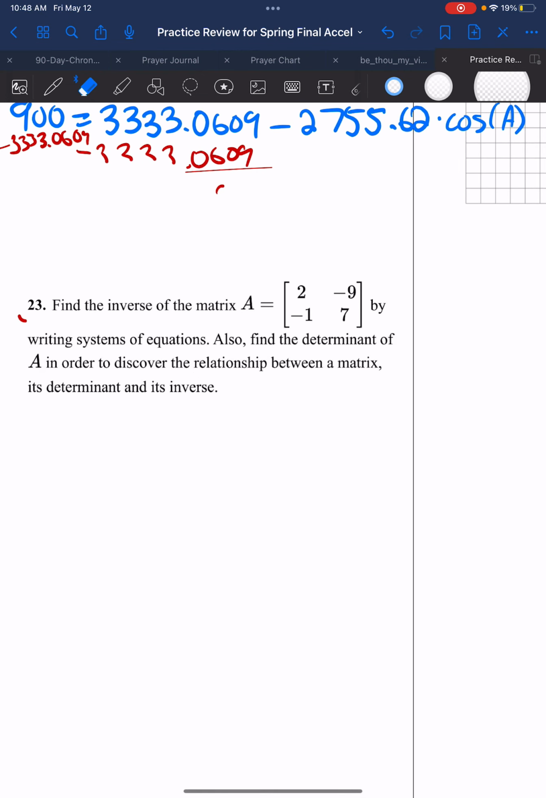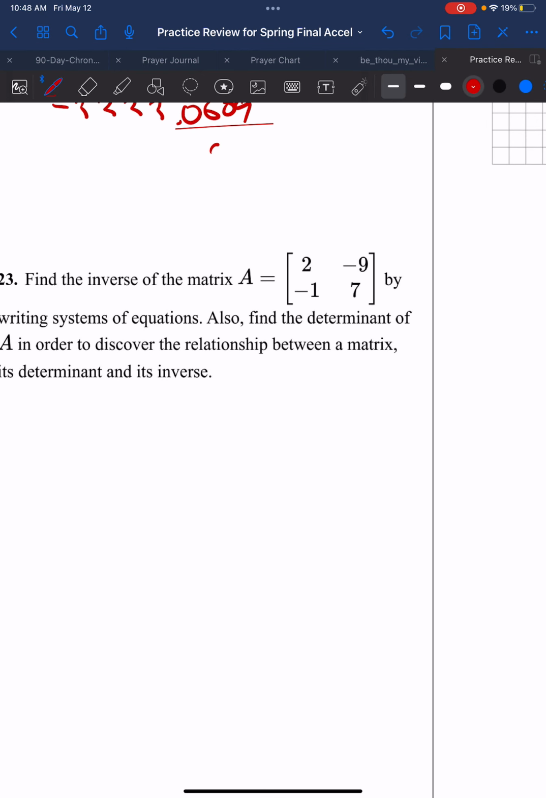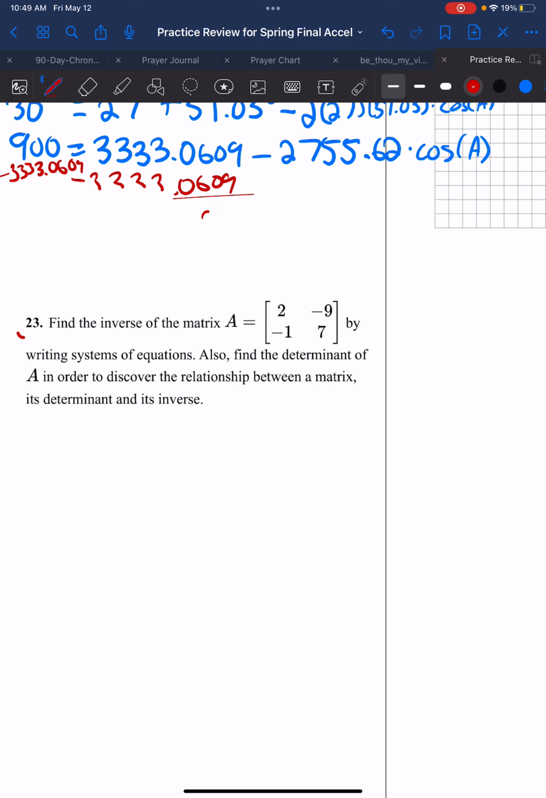And another one that's different here says find the inverse of the matrix given by writing a system of equations. Okay.